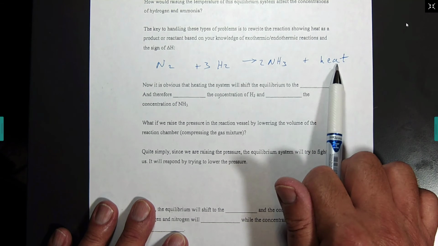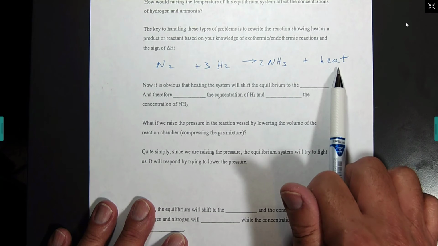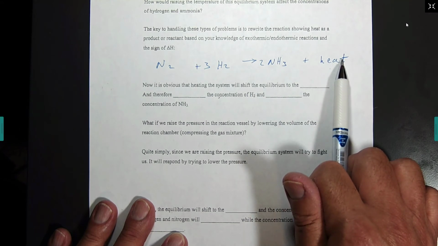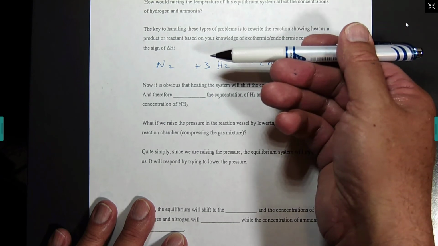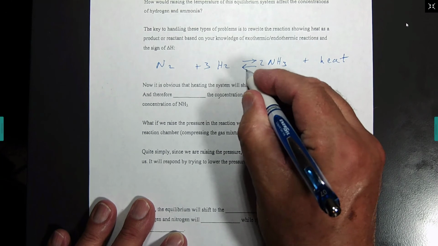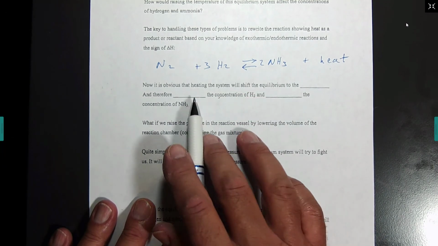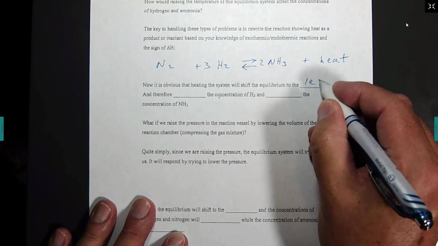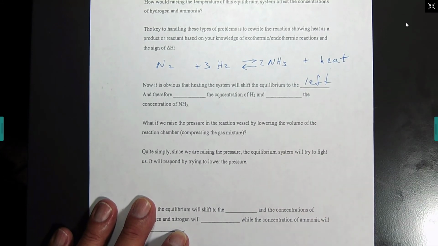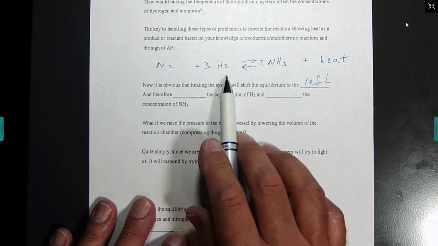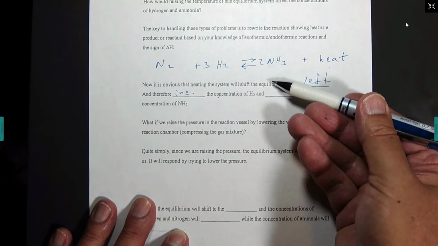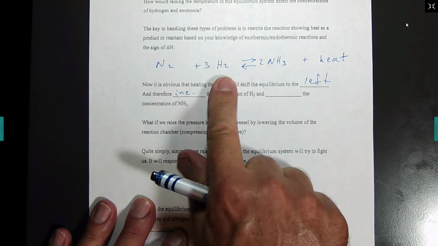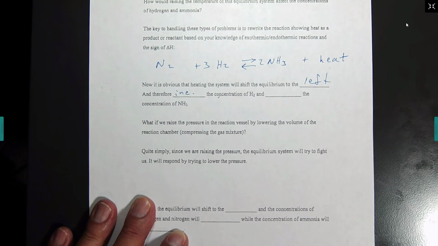If I add this product, the reaction is going to try to get rid of it. So if I try to get it hotter, the reaction is going to try and get rid of that heat. How can it do that? By shifting to the left. Oops, I forgot to put my other arrow there for equilibrium. So heating the system will shift the equilibrium to the left. And so the concentration of hydrogen, it's going to increase, because if I shift to the left, I'm making more and more hydrogen.